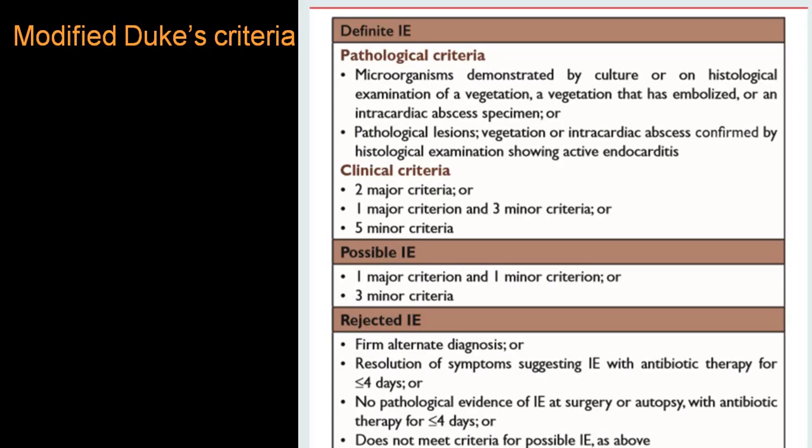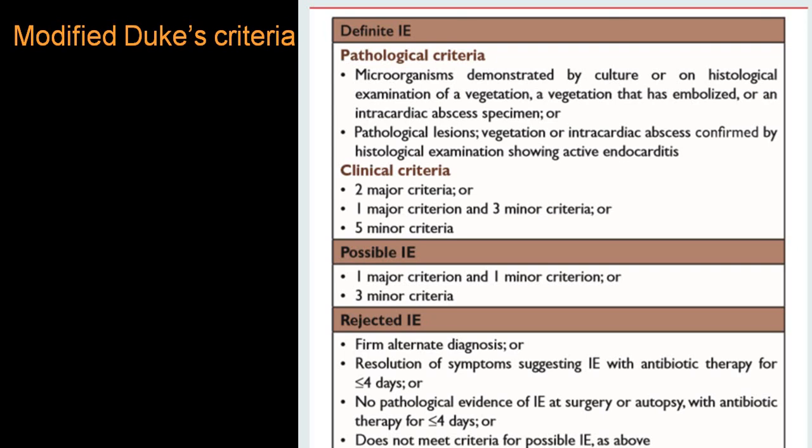Now if pathological criteria is positive, and clinical criteria wise 2 major, or 1 major and 3 minor, or 5 minor, it was considered as definite infective endocarditis. So 2 major criteria or 1 major and 3 minor or 5 minor was taken as positive for definite. In possible, 1 major and 1 minor or 3 minor criteria, either of these two.